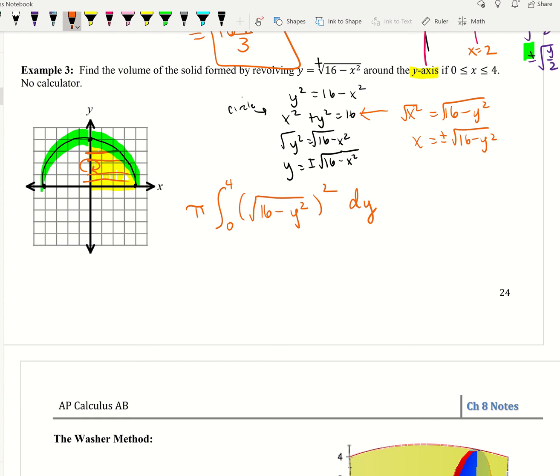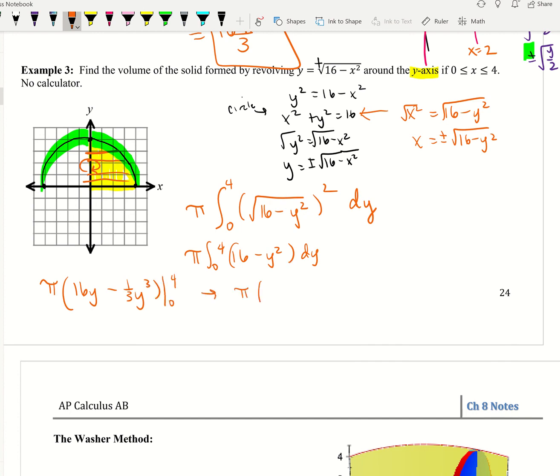I do not get to use a calculator here. Now the squared and the square root will cancel out. I cannot cancel the square root out with this square because of the minus, but the outer one will cancel out. So this will be pi times the definite integral from 0 to 4 of 16 minus y squared dy. And now I'm going to pull this pi out front, and I'll use the power rule. So this would be 16y minus 1/3 y cubed, and then evaluated at 0 and 4.